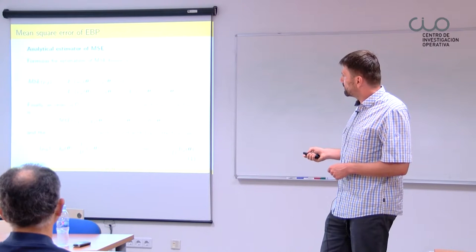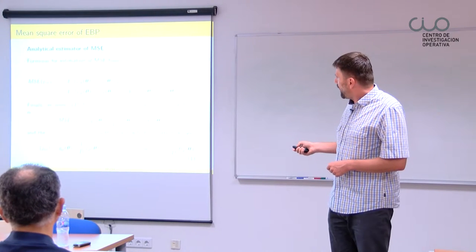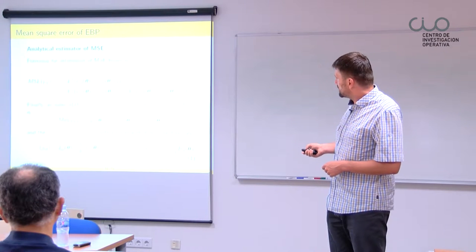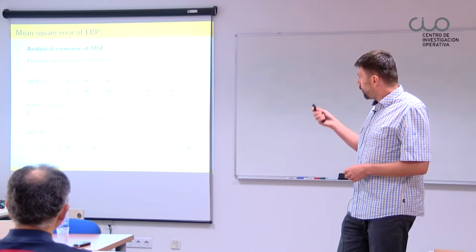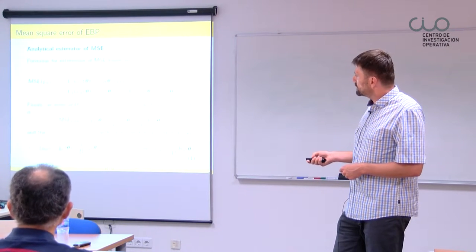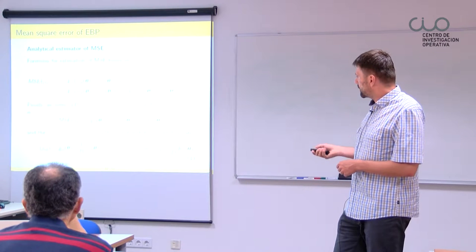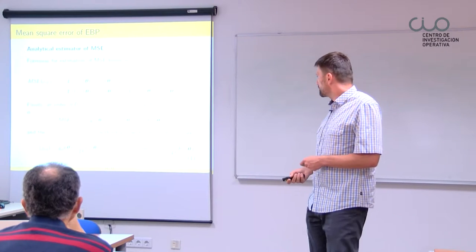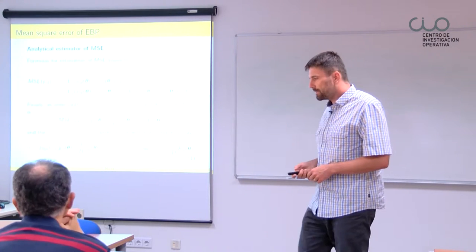At the end, we are able to arrive at a formula of such form. I will not give details about these three terms, where there is some bias correction, and this formula is an estimation of the order of m to the power minus 1. What I wanted to say, because I will use it in the practical simulation, is that we obtain two practical estimators. This is the first estimator of the mean square error, which is the estimator without bias correction, and then a more complicated estimator containing bias correction terms. This bias correction again is very complicated and must be calculated analytically before it is approximated. So this is basically the methodology.